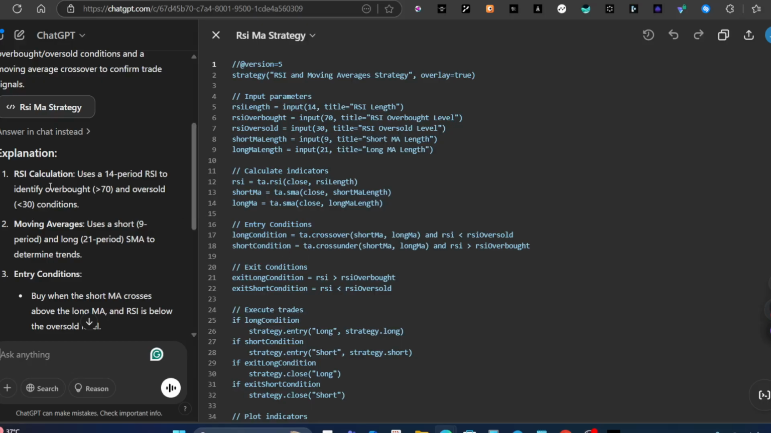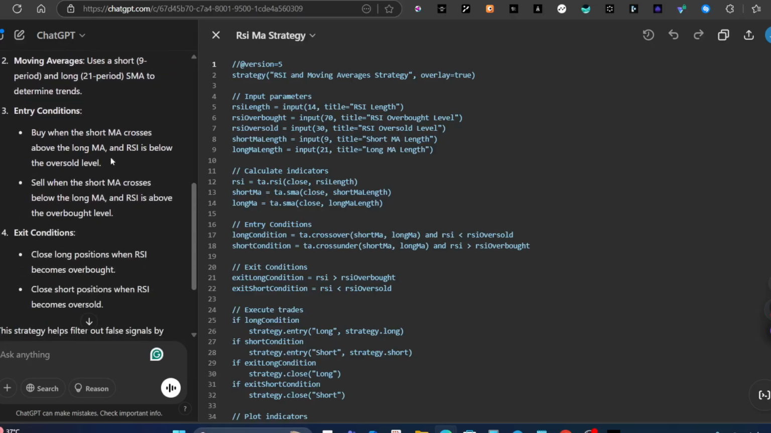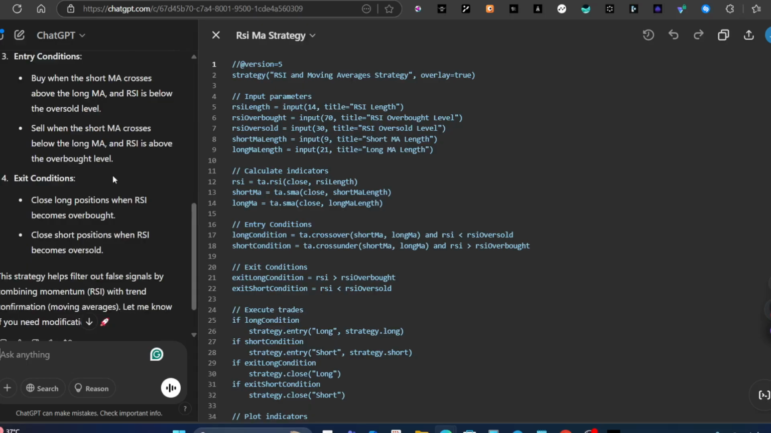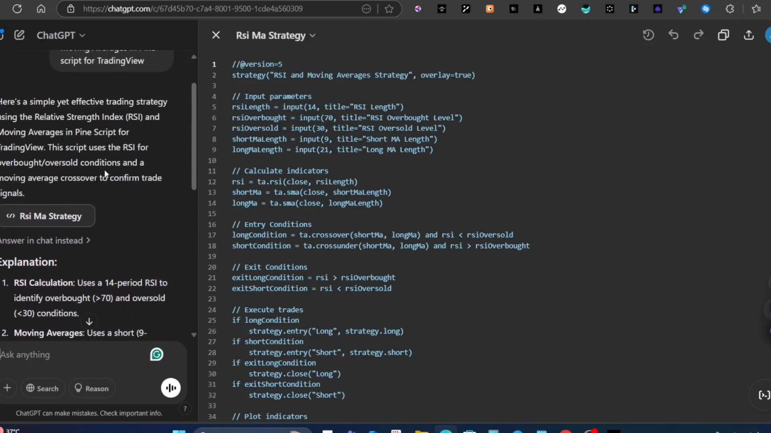This section here calculates the RSI. This part plots the moving averages, and this block manages the buy and sell signals. You have your entry conditions and the exit conditions. Okay, so that is it. Basically, ChatGPT has already given an explanation for this strategy. So now that we have the code, we can proceed to testing it.